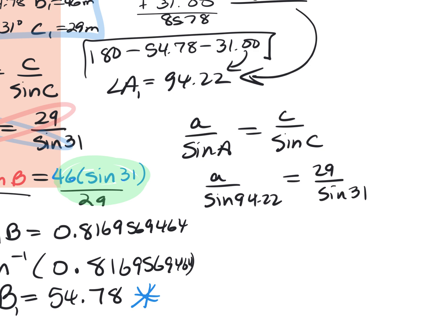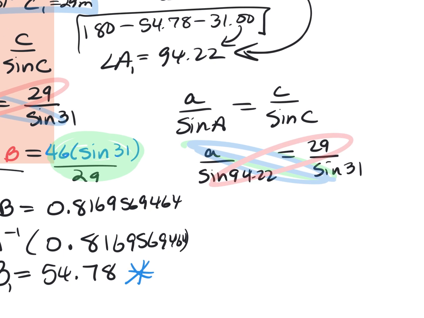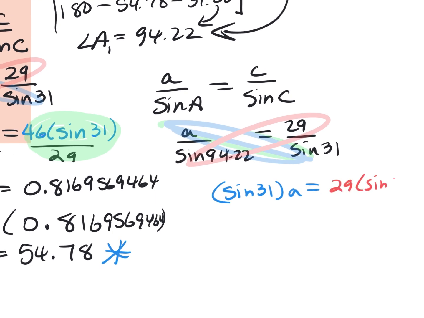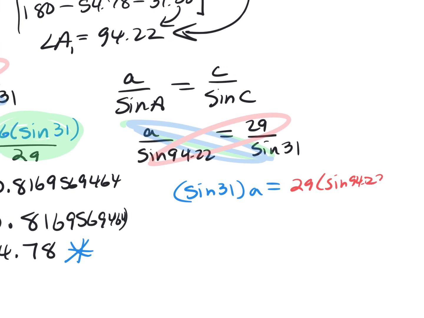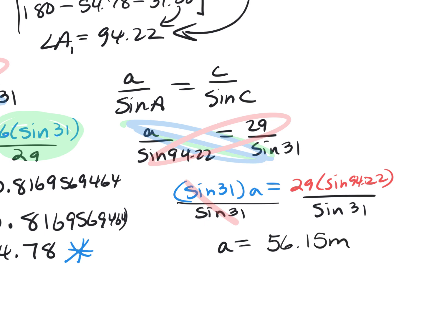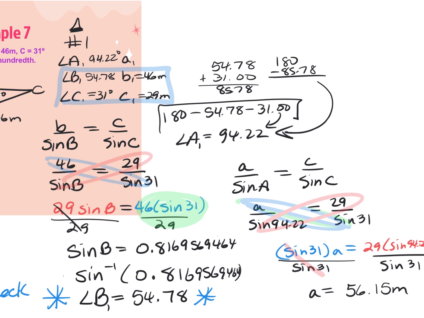So we cross multiply and divide. Once I multiply diagonally, I get the sine of 31 times a is equal to 29 times the sine of 94.22. And again, my goal is to get a by itself. So I need to divide by the sine of 31, which cancels that. And then no inverse here because a is not an angle. So 29 times sine of 94.22 divided by the sine of 31 is 56.15 meters. Go ahead and write it up here.